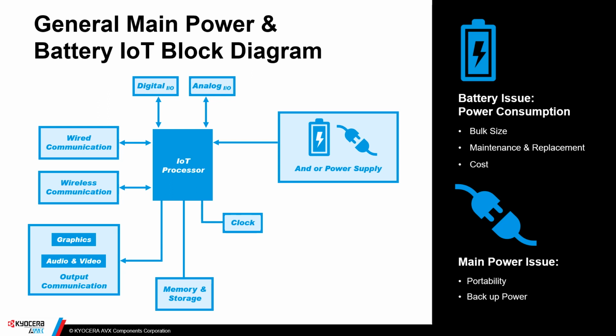Now, what we're looking at here is a generic IoT block diagram. It's an example of a core processor and periphery functions that are powered by either a battery or an AC power source. Now, the batteries, of course, they could be bulky, they could be costly, they might require maintenance or they will require maintenance. And if alternately you're powering from AC mains, that eliminates the portability of the IoT module and it potentially raises a need for backup power.